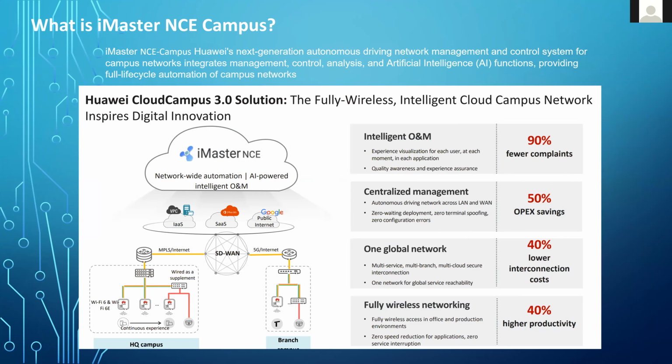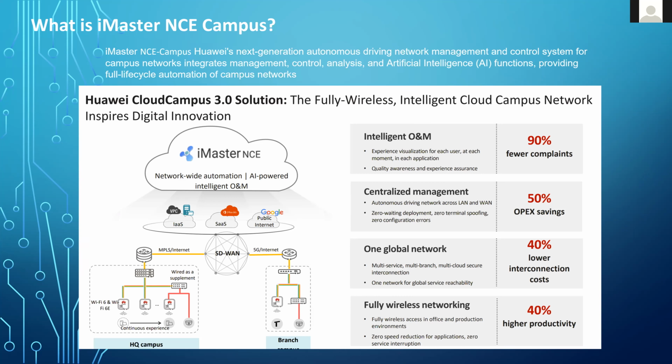I just put this slide for introduction. I think all of us know about the NCE Campus. Huawei Cloud Campus 3 solution is a fully wireless intelligent cloud campus network. In this new era, we need something which has the power of network-wide automation and AI, with intelligent O&M, centralized management, and one global network. We can create multiple tenants, we can create multiple sites, and we have one dashboard, and we can manage all the devices. And the iMaster can work as a controller as well.